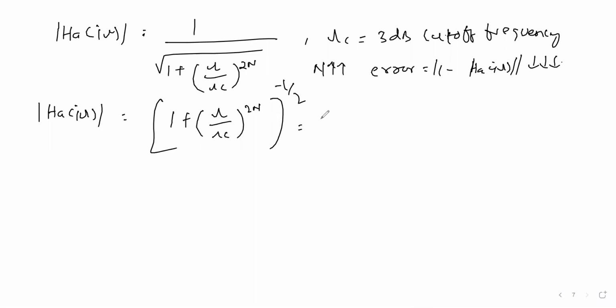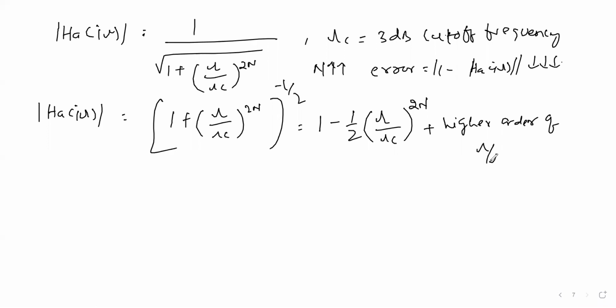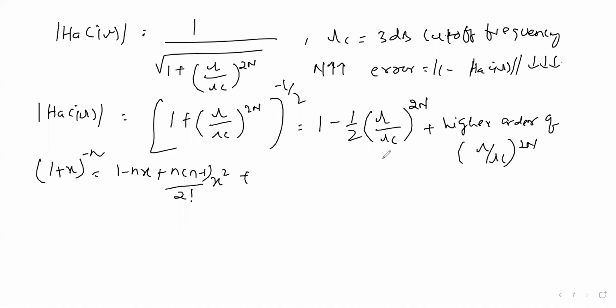So that is equal to 1 minus 1 by 2 (omega by omega c) to the power 2n, plus some higher order terms of (omega by omega c) to the power 2n. Yes or not? It's very easy. This formula people also know: (1 plus x) to the power minus n equals 1 minus nx plus n(n minus 1) by 2 factorial x square, plus like this you will go.